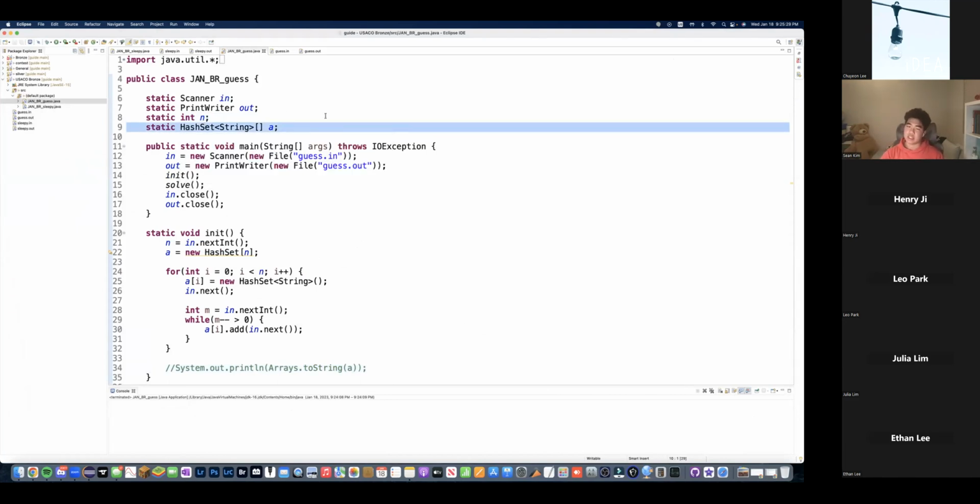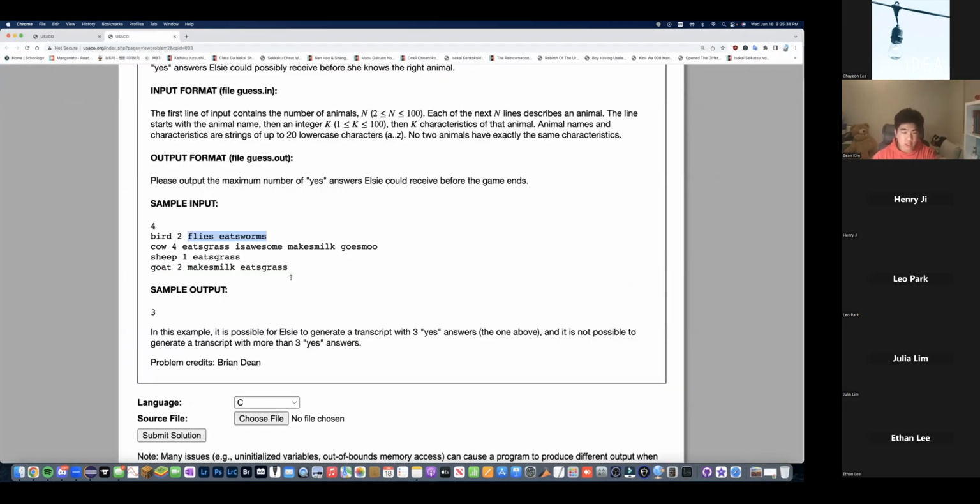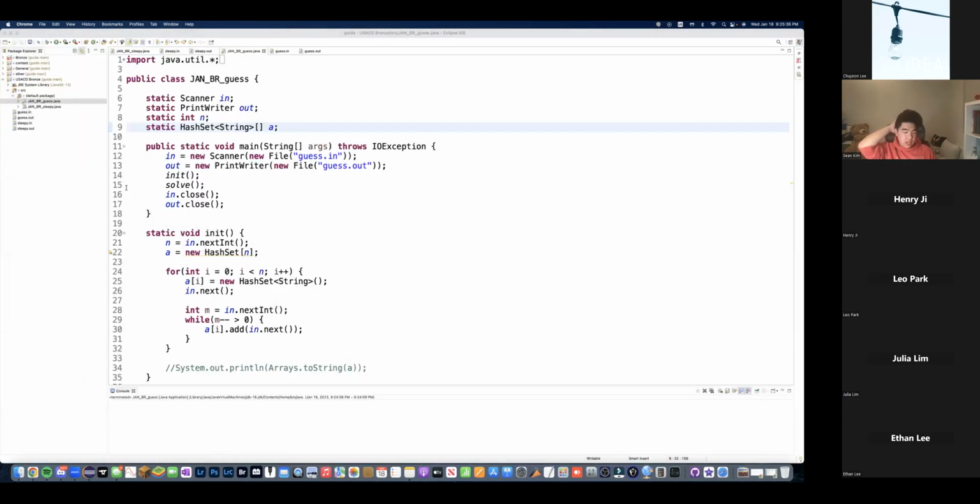Why did we make a hash set array? Because we have several lines of characteristics, so each one is going to be a different hash set. The reason we use the hash set is because, one, it's fast, and if we were to make an array of array lists, that would take much more time. And also hash sets ensure that you do not input repeats.